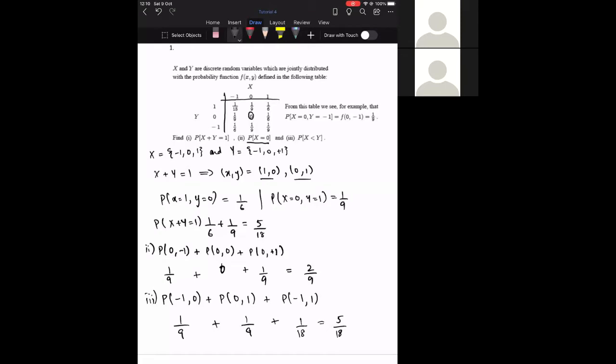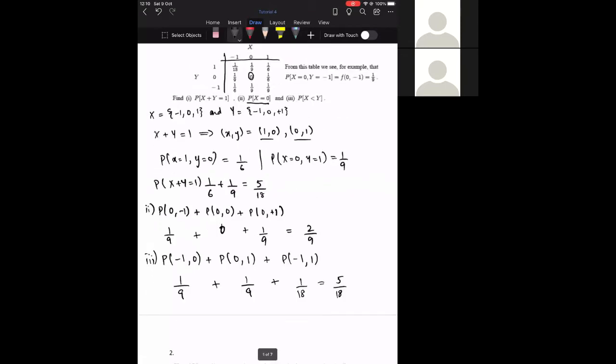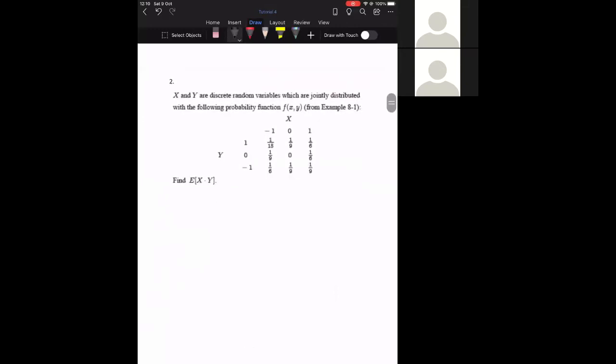All right, I think we can move on to the next question. This table is similar to the one in part 1. So I'll give you guys a minute to look at it and try to solve it yourself, and then we'll solve it together.